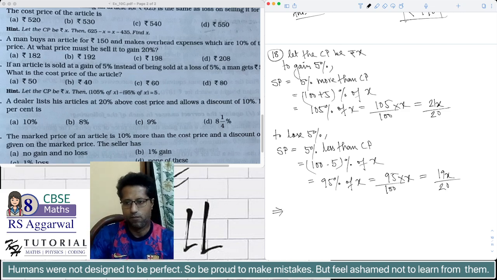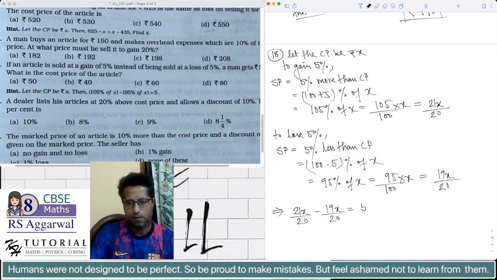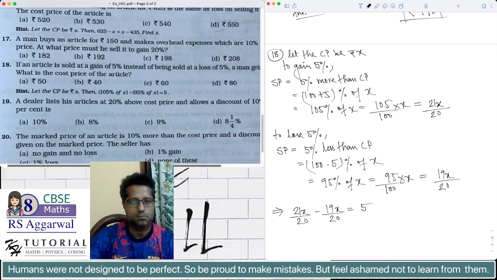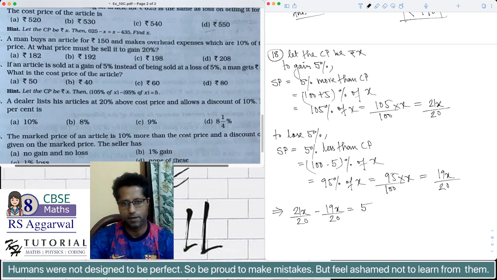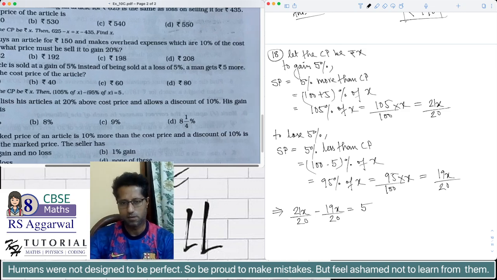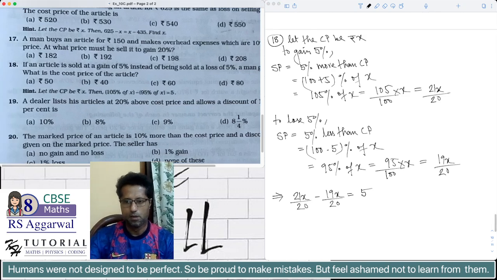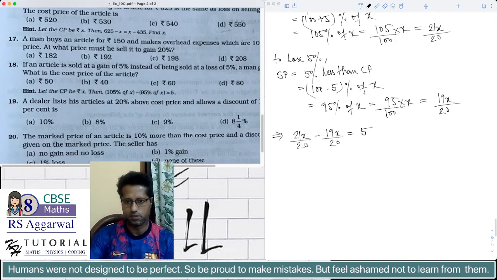And we can now say that 21X by 20 minus 19X by 20 has to be equal to 5, because it says that if an article is sold at a gain of 5% instead of being sold at a loss of 5%, a man gets rupees 5 more. This 5 more means the difference of the two selling prices. So now we have to solve for X from this linear equation.